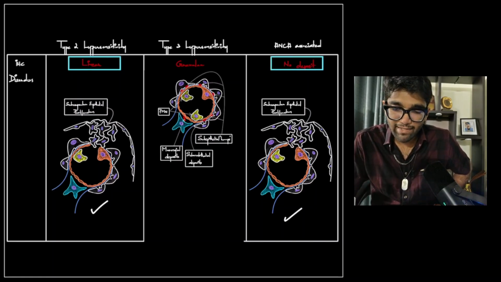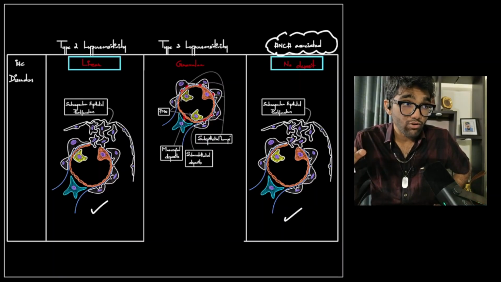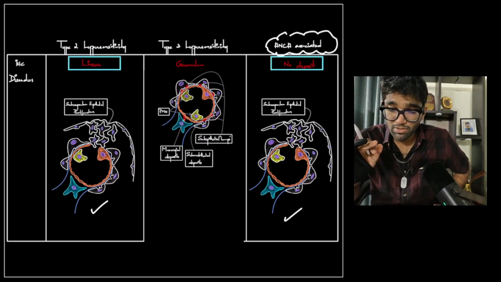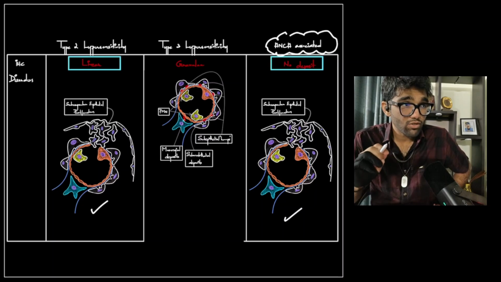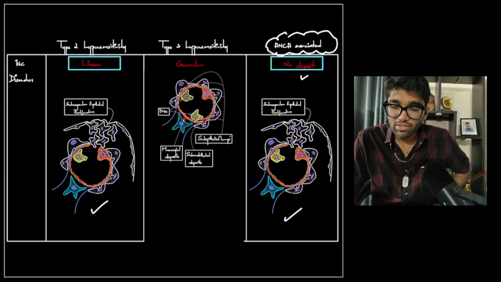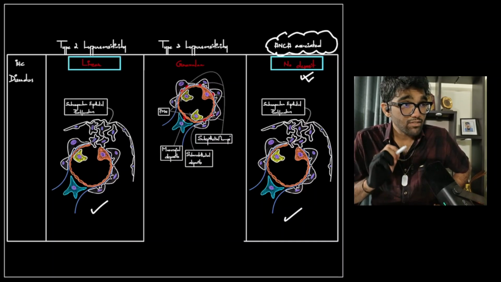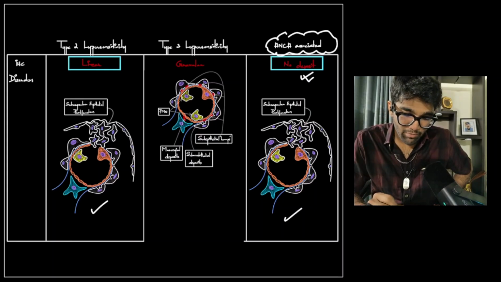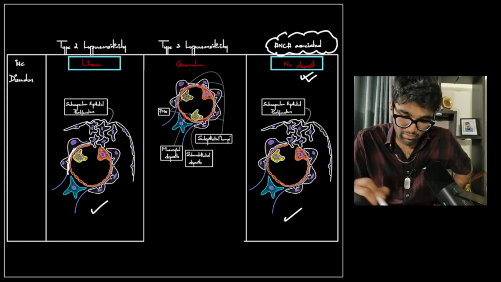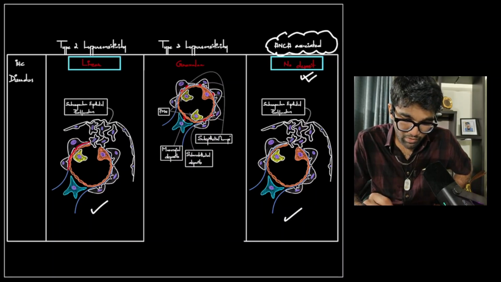So in ANCA, like I discussed, the antibody is activating neutrophils, and neutrophils are secondarily causing the damage. The antibody is not getting deposited. So if I look for antibodies in the glomerulus, I will find nothing. So there is no deposit in ANCA vasculitis-related glomerulonephritis. Whereas in the case of Goodpasture syndrome, you have an antibody getting deposited along the basement membrane. So I'll use a red color here, along the basement membrane, like this.